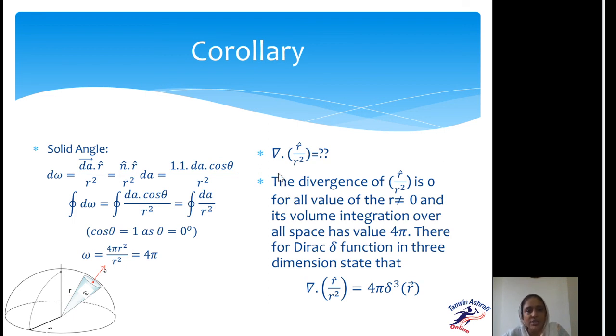Now the divergence, second corollary: divergence of r cap divided by r square. This divergence is a little bit tricky because it has no value anywhere from minus infinity to plus infinity. It only has a value at r equal to 0. To verify that, we will take the three-dimensional Dirac delta function. Now del dot r cap divided by r square is equal to 4 pi multiplied by the Dirac delta function in three dimensions of r.